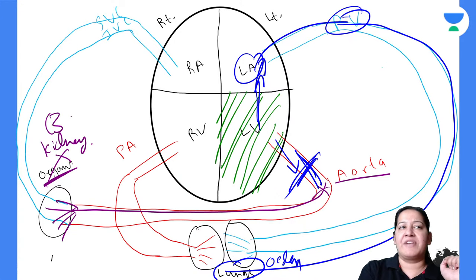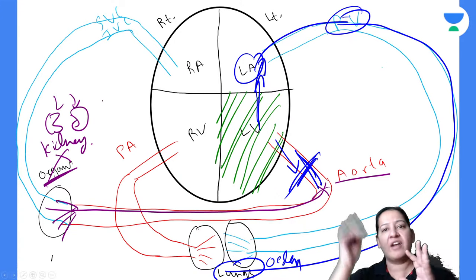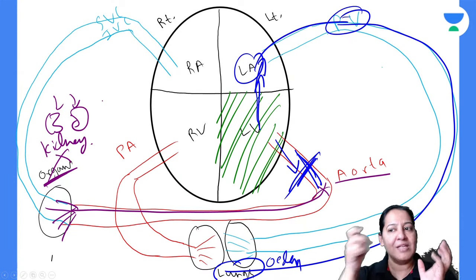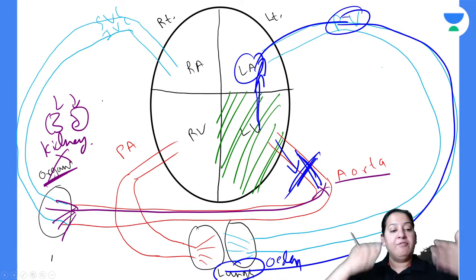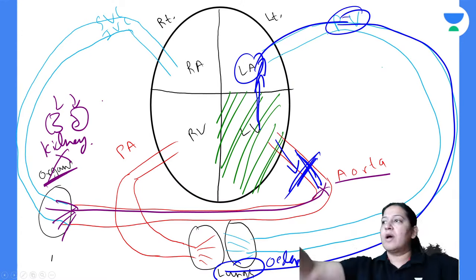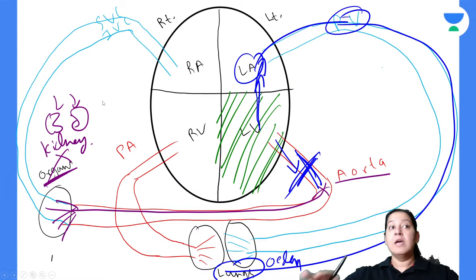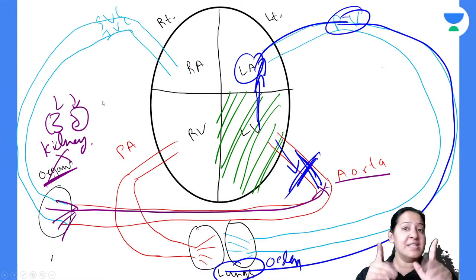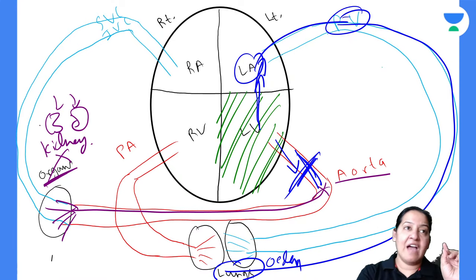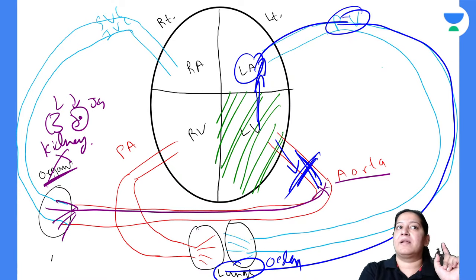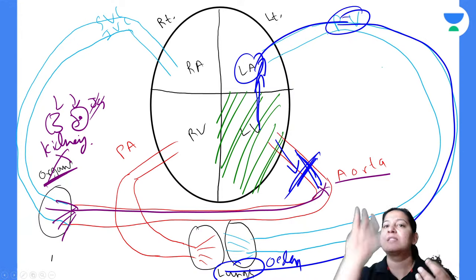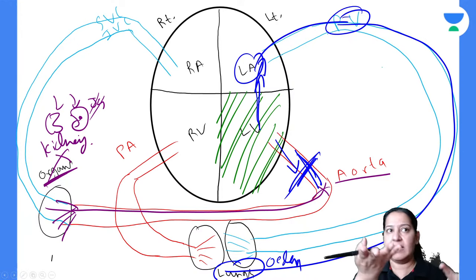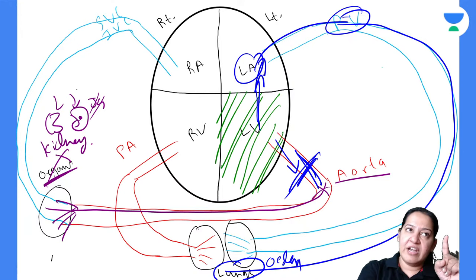We have a pair of kidneys. The kidneys are receiving less blood or no blood because the left heart has failed. The left ventricle is not pumping, so blood is not coming into the aorta. If blood is not coming into the aorta, no organ in the body is getting blood. So kidneys are not getting blood. Kidneys are most sensitive. In the kidney, we have an apparatus known as the JG apparatus, the juxtaglomerular apparatus. It will get stimulated since the kidney is not getting blood, so it will secrete renin in the blood.